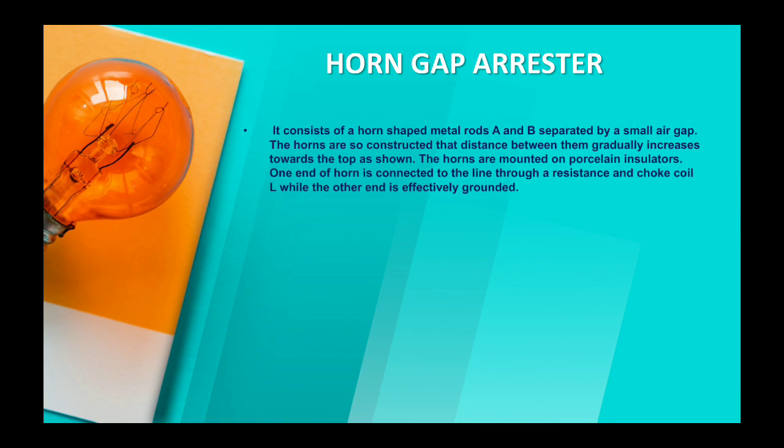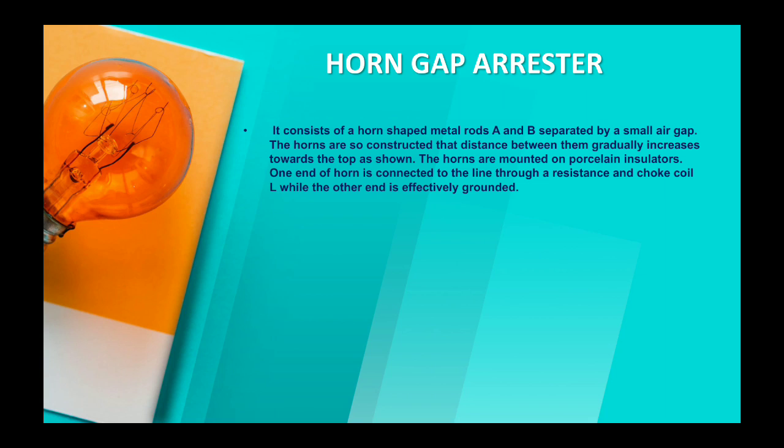Now the horn gap arrestor. It consists of horn-shaped metal rods A and B separated by a small air gap. The horns are so constructed that the distance between them gradually increases towards the top, as shown in the figure in the next slide. So the distance between the two horns is not the same. The horns are mounted on the porcelain insulator.